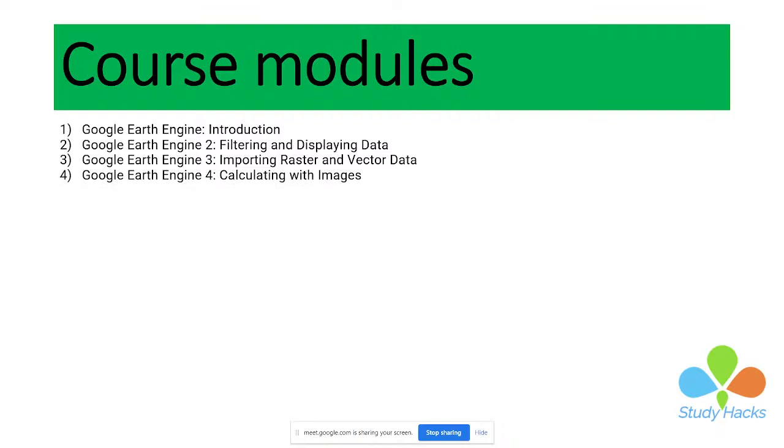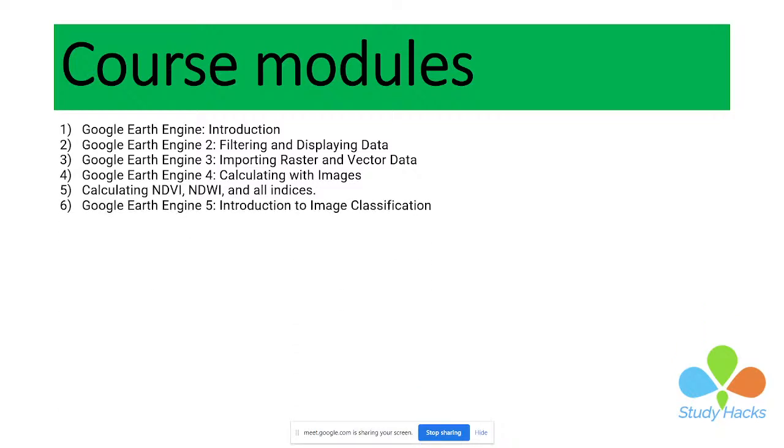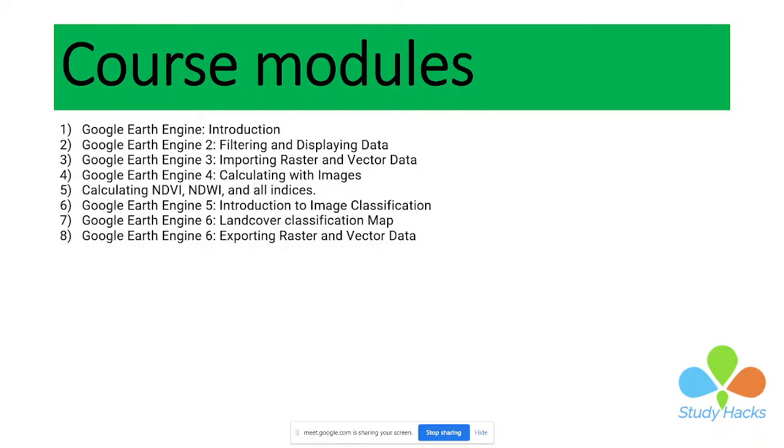Then calculating with images. In this part we will discuss different types of indices such as calculating the NDVI, NDWI or any indices. Then the introduction to image classification. Then we make the land cover classification map, and we can easily export the raster and vector data from the Google Earth Engine platform and make maps and other things.